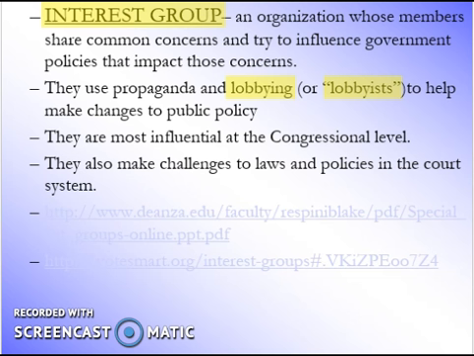A lobbyist is someone who will approach a lawmaker, someone in Congress, for example, in order to try to get that lawmaker, that congressman, to support their organization and therefore make laws and policies that will benefit their particular interest groups. So they are most influential at the congressional level. And again, I'll show you the two websites there really quickly and what they look like.